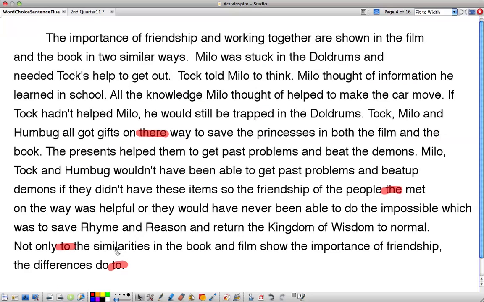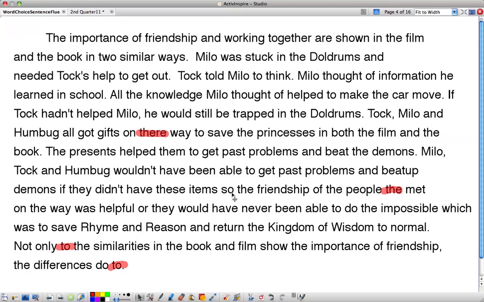Then the next thing I did was I went through and I looked for words I did not use correctly. Over here, I said, "Tuck, Milo, and Humbug all got gifts on their way," and that's the wrong "there." It should be "their." This "there" means it's over there, but the word we need here is a possessive pronoun, "their." So I'm going to have to change that.